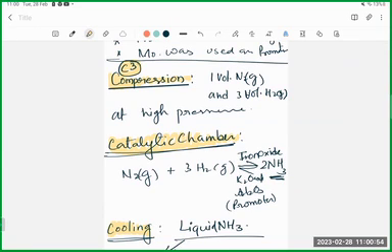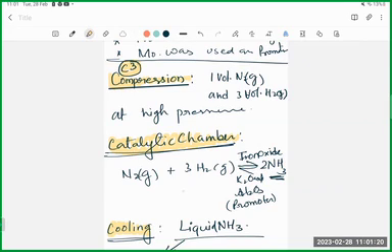The first is the compression. One volume nitrogen and three volume hydrogen are compressed at high pressure. After compressing, these gases are sent to the catalytic chamber where we have catalyst iron oxide, and promoter potassium oxide and aluminum oxide present, at a temperature of 450 to 500. Pressure we have already applied in the first chamber itself.